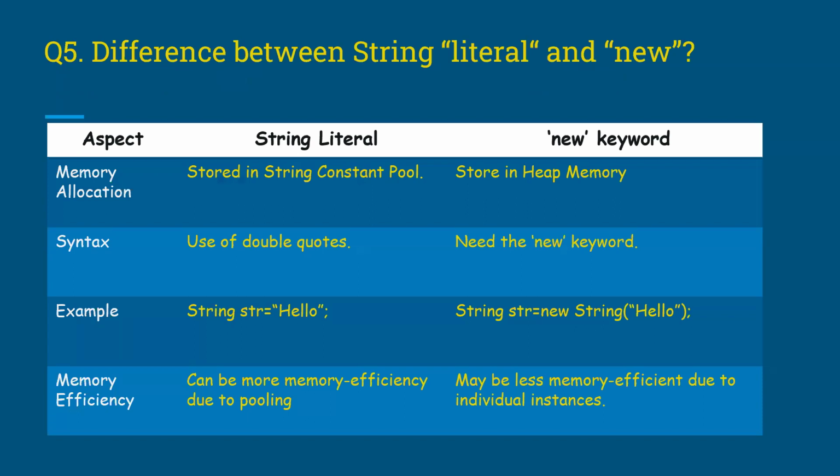In the case of string literals, we use double quotes, but here we use the new keyword. For example, String str = "hello" is a literal, and new String("hello") uses the constructor, where we create the object explicitly by passing the content. The next one is memory efficiency. A string literal is more efficient due to the string constant pool, whereas with the new keyword, if you take the same content in two different string objects, it will occupy separate memory because we are using new.